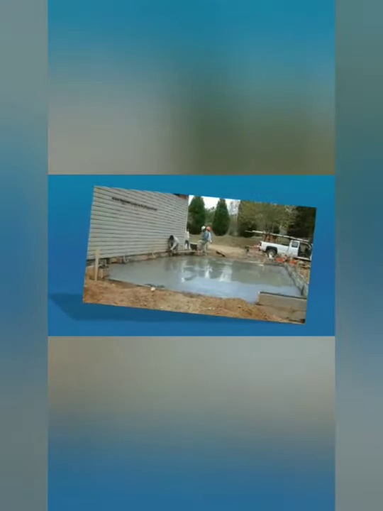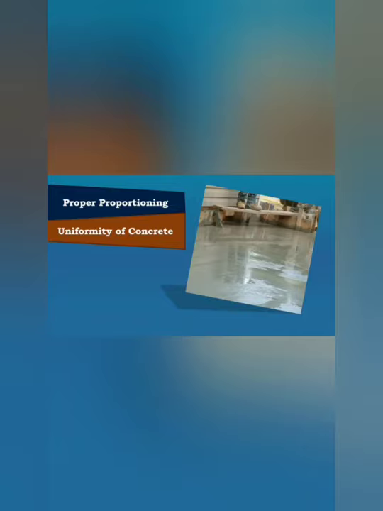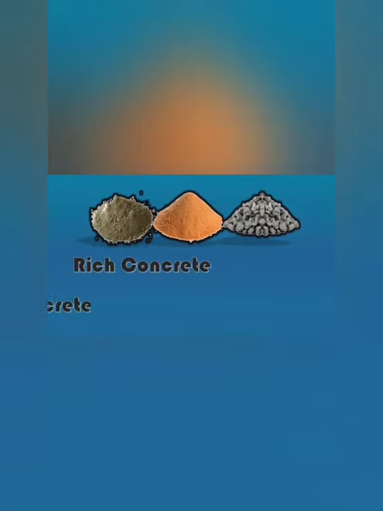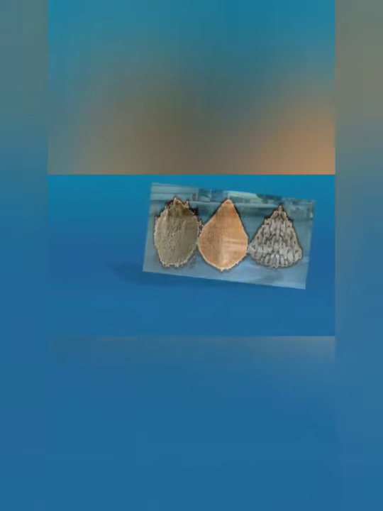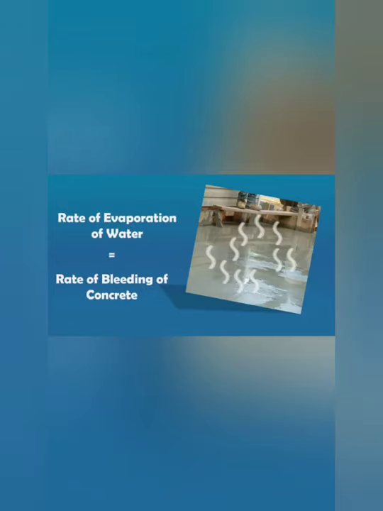Bleeding of concrete can be reduced by proper proportioning, uniformity of concrete and complete mixing of concrete. In general, rich mixes are less susceptible to bleeding than lean mixes. Besides, the bleeding of concrete is not completely harmful if the rate of evaporation of water is equal to the rate of bleeding of concrete.